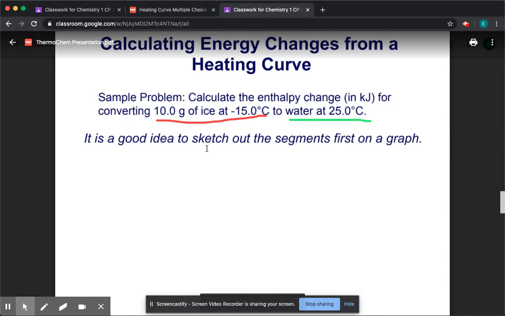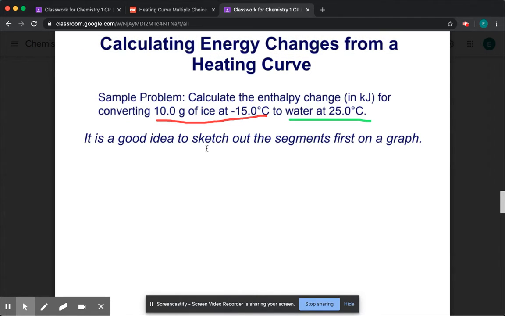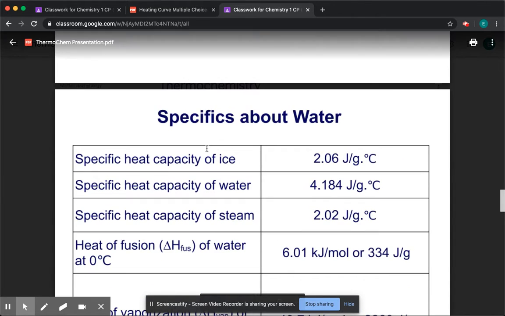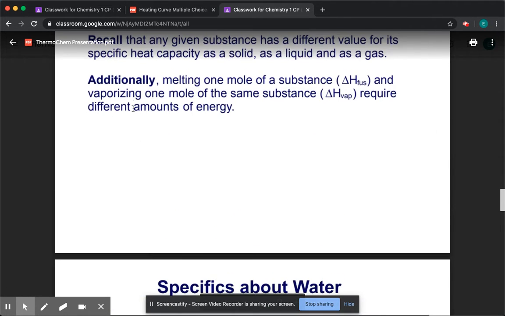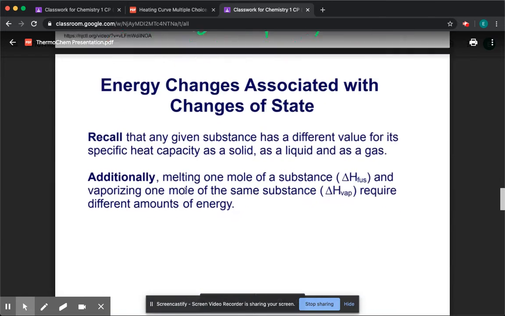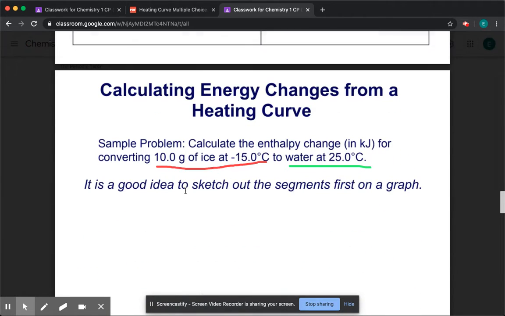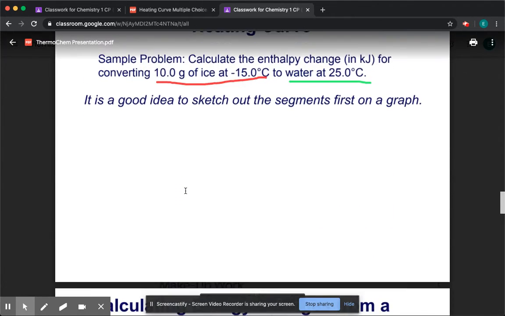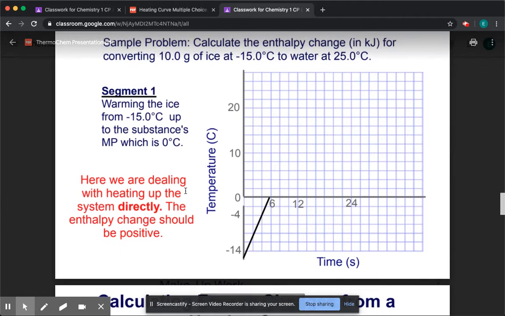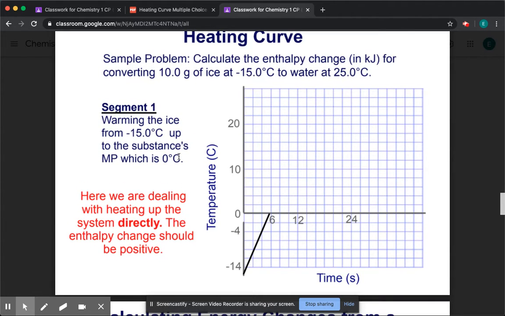What they recommend is drawing the graph. I will tell you this, you do not need the graph to answer these problems as long as you have these numbers. You can answer this question just using these numbers in the equation, but the graph can help you organize the information if you feel the need to do that. So let's do it their way first. So they sketch the graph out. Remember, you have to break it up into segments.